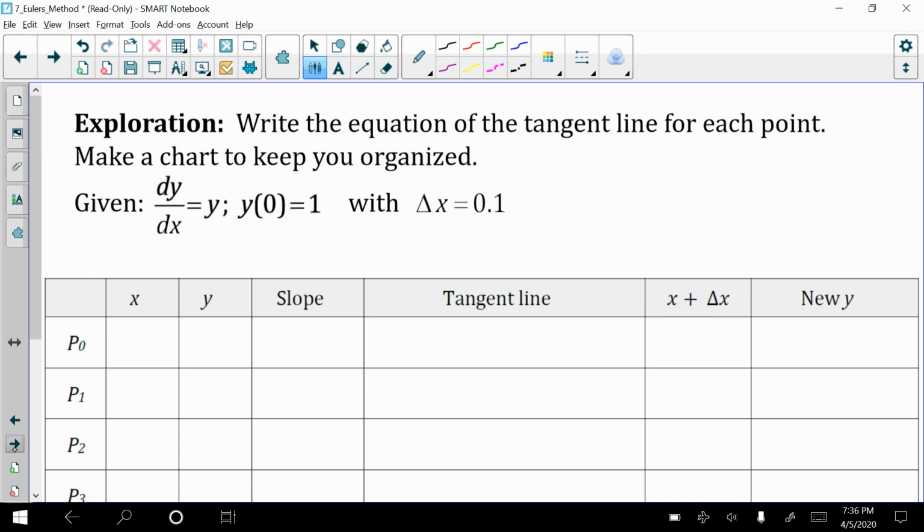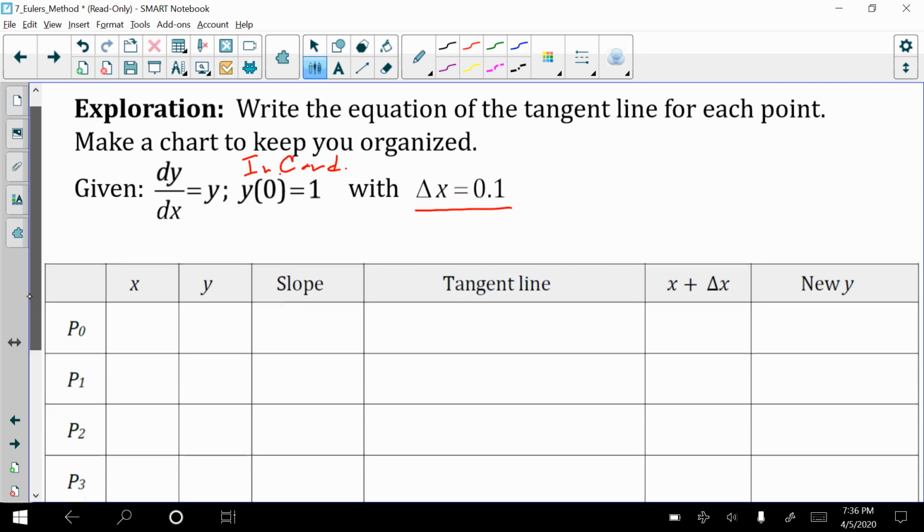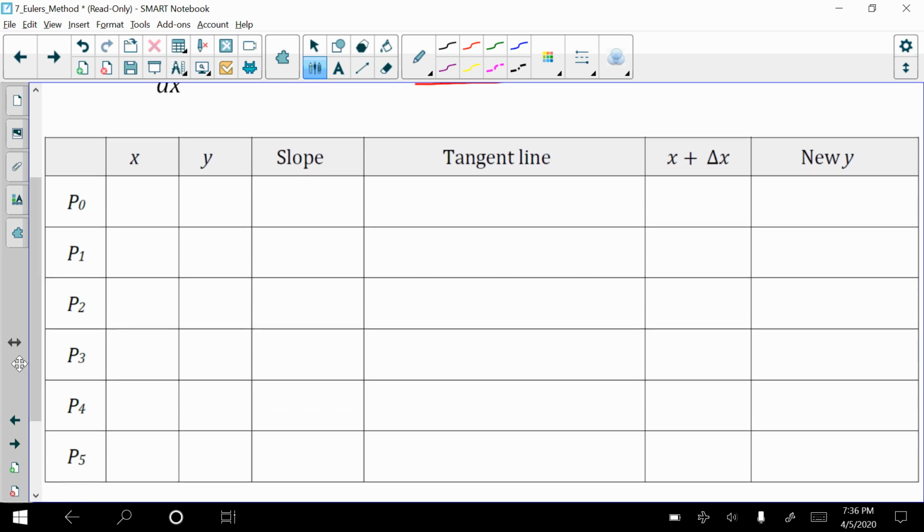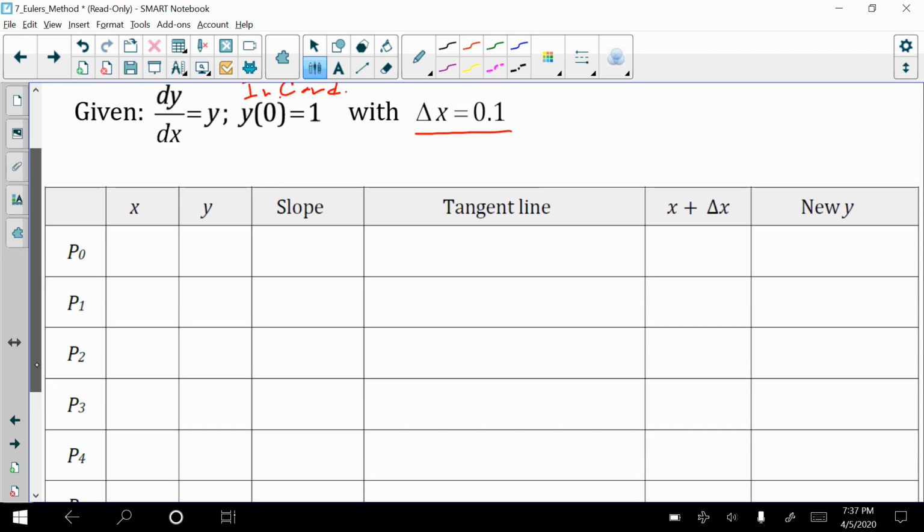Now, here we have a very simple differential equation. And I know it's a differential equation because we have dy over dx is equal to y in this case. And they're giving us our initial conditions: when x is 0, y is 1, and they're giving me some step that they're changing it by, delta x. What we want to be able to do is create a table based off of the differential equation, so that we can approximate what our solutions are going to be.